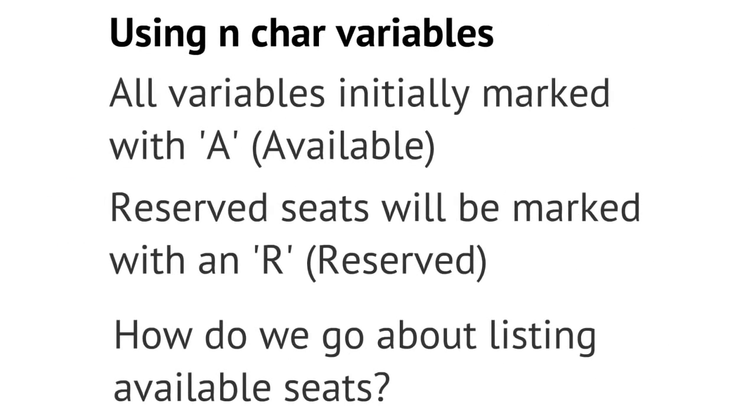If we were using character variables, we'd have to declare however many character variables there would need to be. All those variables would initially be marked with some character to represent that they were available, so maybe we mark them with the character A. Then when we reserve a specific seat, we could mark that particular character variable with an R to indicate it's reserved. Then we'd have to think about the operations. How do we go about listing maybe available seats?